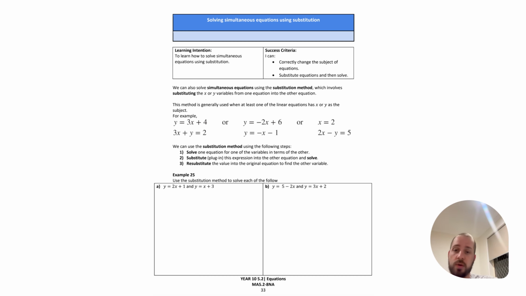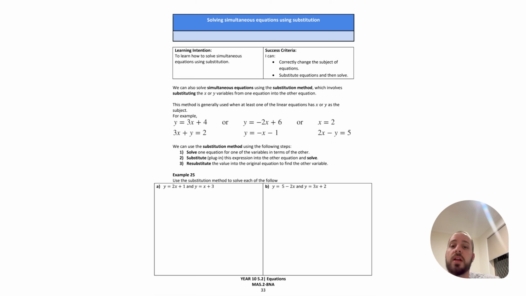Okay, so now we've got 2x plus 1 equals x plus 3. We can minus 1 from the left-hand side onto the right-hand side. So now it's 2x equals x plus 2. And then we can determine from there that x equals 2 by minusing the x from the right-hand side onto the left-hand side. So we have x on its own and x equals 2. So we've figured out the value for x, but we're not done there. We've done step 1.